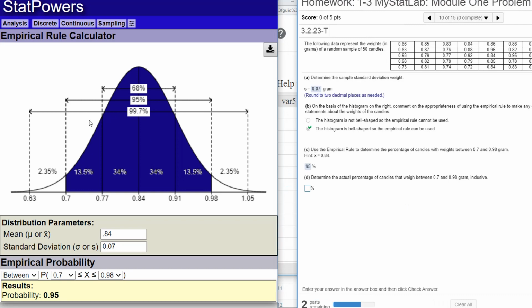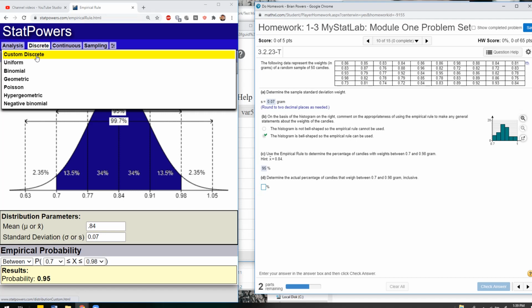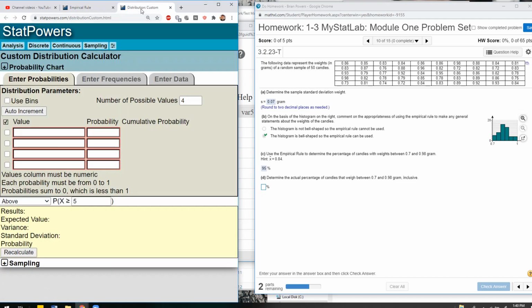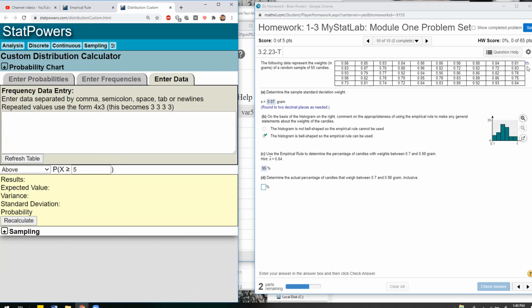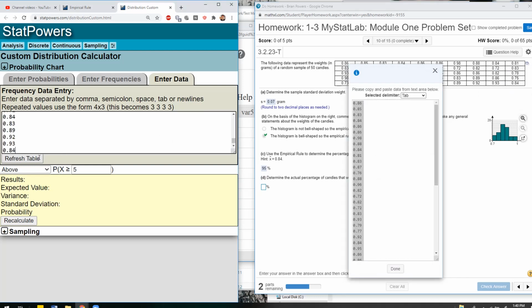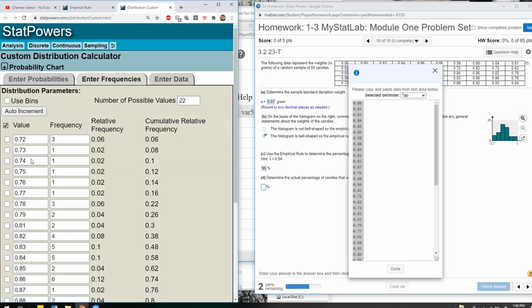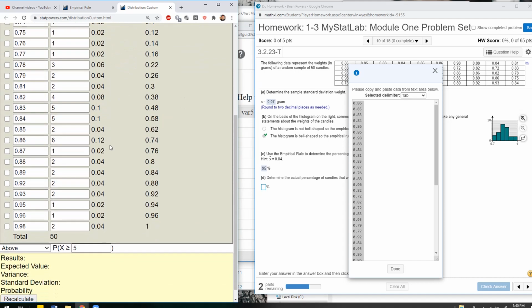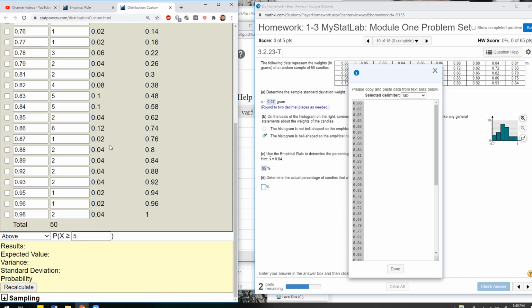But if I want to know the actual percentage of candies that weigh between 0.7 and 0.98, what I'm going to do is open a second tab, the discrete probability calculator, a custom discrete distribution. That's going to go in a second tab. What I'm going to do is enter some data. I'm going to copy this data to the clipboard, and I'm just going to paste it here. And refresh the table in order to get the full data set just calculated here.